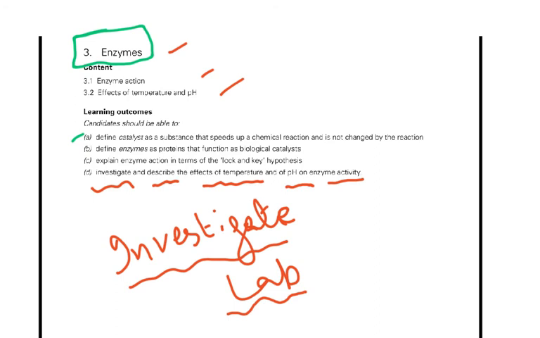Then it says define enzymes as proteins that function as biological catalysts. So you must know what is a normal catalyst in chemistry which you study, and one which is a biological catalyst, and those have to be proteins. And then explain enzymes in terms of the lock and key hypothesis, and then investigate and describe the effect of temperature and pH on enzyme activity.